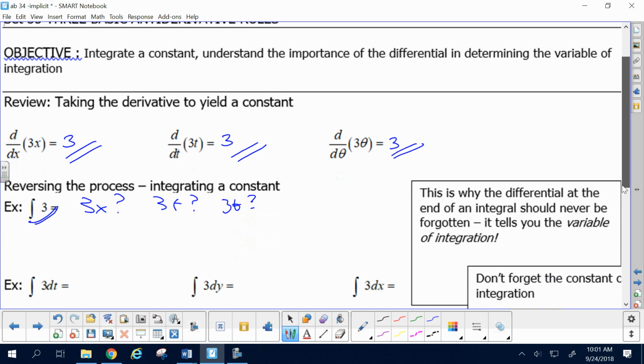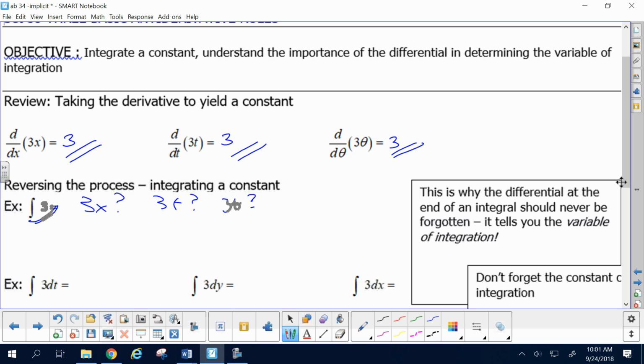The only way we can know what the antiderivative was is if they include the differential to begin with. For example, any integral should always be written with the differential. The variable of integration was t, so that when you integrate, you know, oh, this must have been 3t plus a constant, and this must have been 3y plus a constant, and this must have been 3x with a constant.